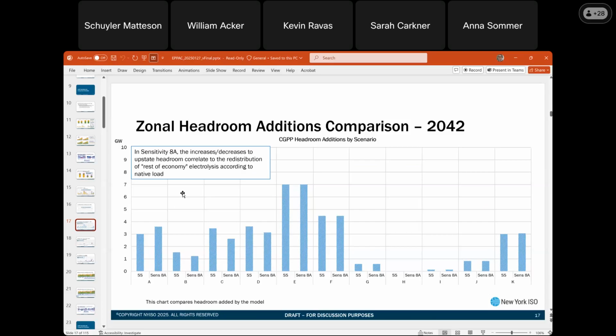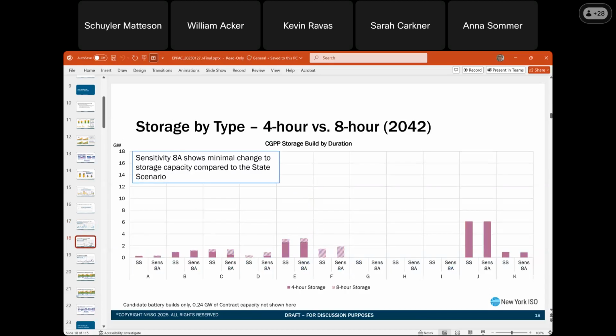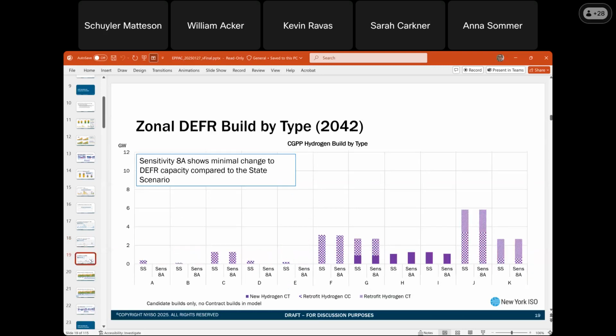there's some increases and decreases to the upstate headroom here, and it correlates to the redistribution of the rest of economy electrolysis according to native load. So how we've fixed this load distribution as opposed to letting the model do that optimization itself. So that's the reason for the slight changes here. And then minimal changes on the storage capacity side, as well as on the defer capacity. So again, the key word here is rebalance, and shown best in the representative days figures.